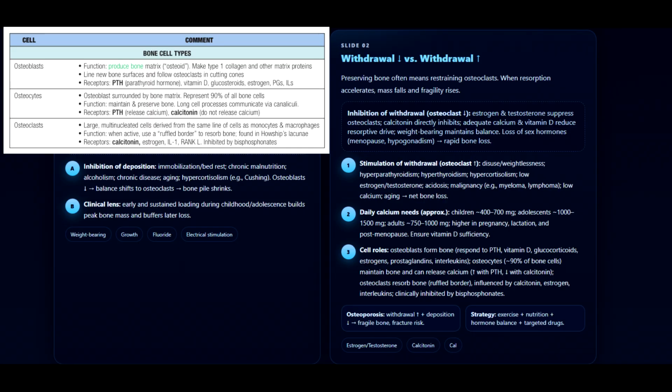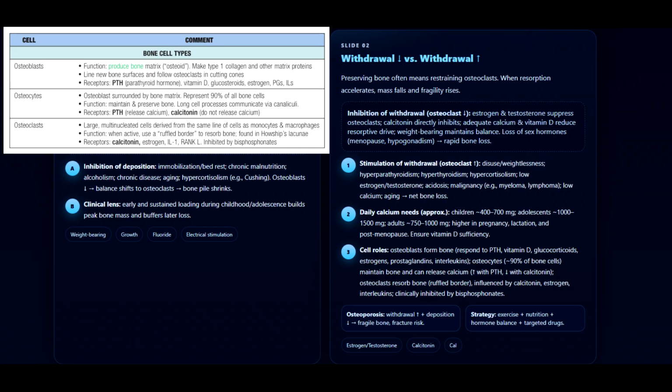The table at the bottom reinforces the roles of each cell type. Osteoblasts form new bone, secreting type 1 collagen and matrix proteins. They respond to parathyroid hormone, vitamin D, glucocorticoids, estrogens, prostaglandins, and interleukins. Osteocytes, which make up 90% of all bone cells, are mature osteoblasts embedded in the matrix. They maintain and preserve bone, sensing mechanical strain and communicating through canaliculi. Interestingly, they can release calcium in response to parathyroid hormone, but are inhibited by calcitonin.